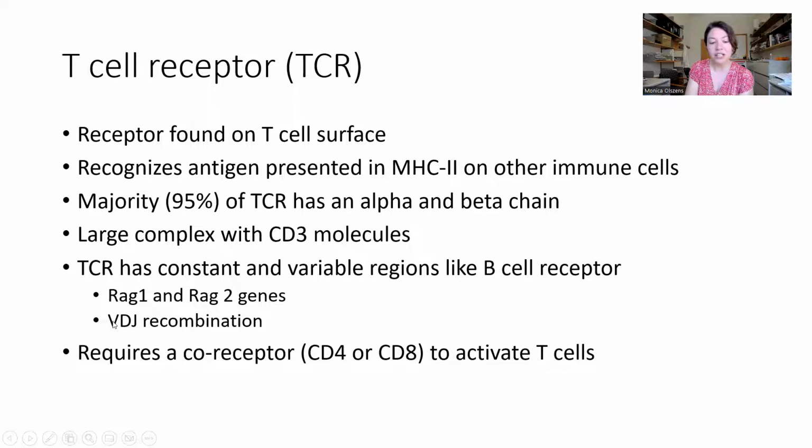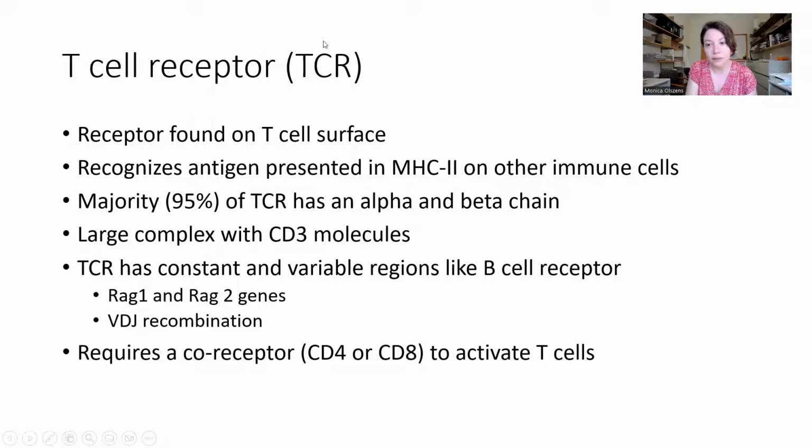We'll talk about what VDJ recombination means. Not right now. That's more of a B cell thing. But CD3 requires a friend, a co-receptor to activate. So the two main flavors, types of T cells are CD4 or CD8. And each of these reacts to only one MHC. They're going to either do MHC class II for CD4.